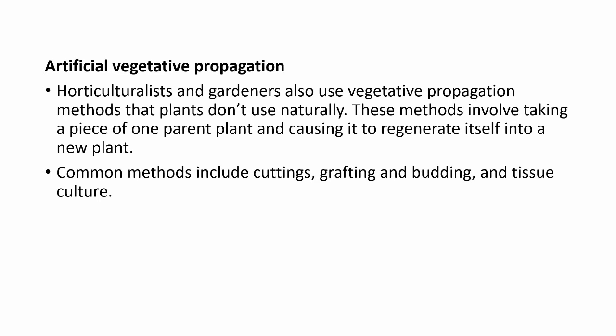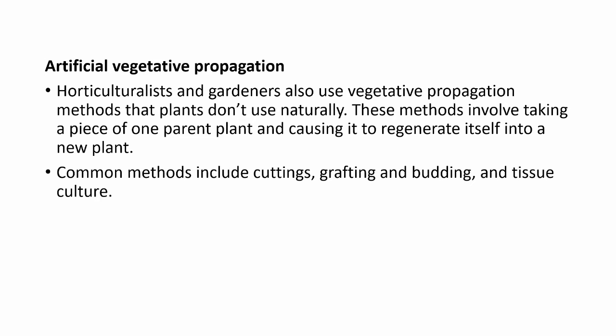Now we are going to look at artificial vegetative propagation, because we've looked at natural vegetative propagation in that those structures can happen on their own. But when we talk about artificial vegetative propagation, these are man-made or man-affected vegetative propagation. Here you have horticulturists and gardeners. They are the ones that use vegetative propagation methods to produce plants. And this method involves taking a piece of one plant that we call the parent plant and causing it to regenerate itself into a new plant.